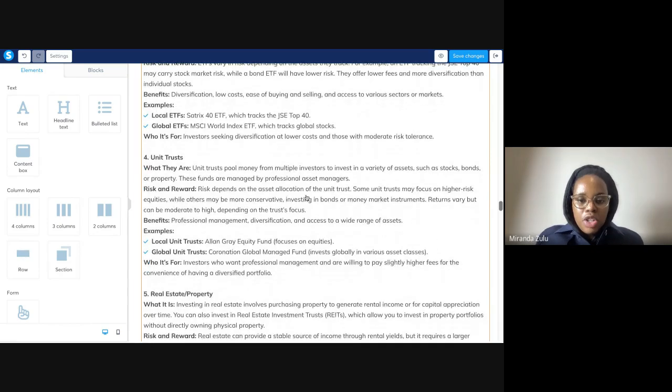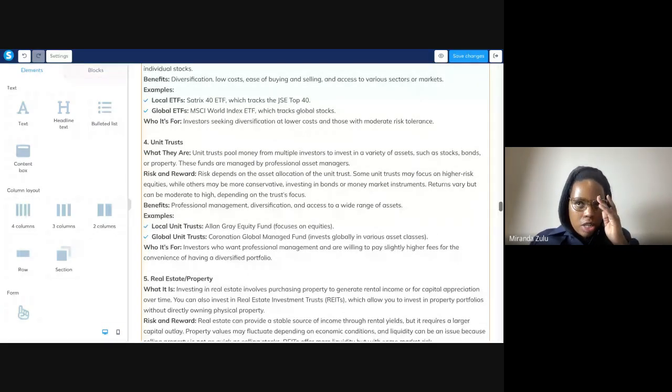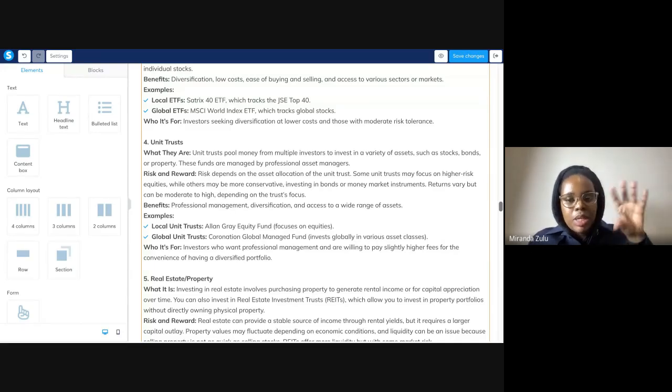Yeah. Unit trusts. So a unit trust is a pool of money from multiple investors in a variety of assets, like bonds, stocks, property, and they're managed by a professional asset manager. And so there's a risk, depending on how that asset allocation has been done in the unit trust. Some of them may focus on higher risk equity, some of them might be conservative, some of them might be low risk. It just kind of depends.